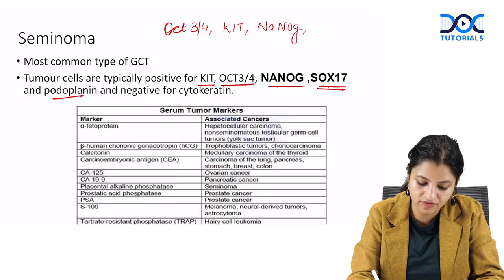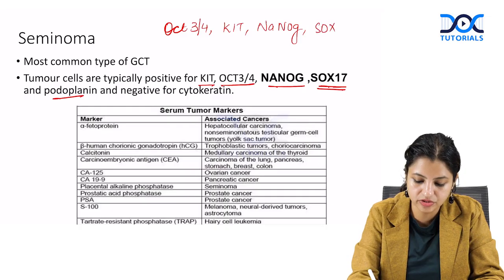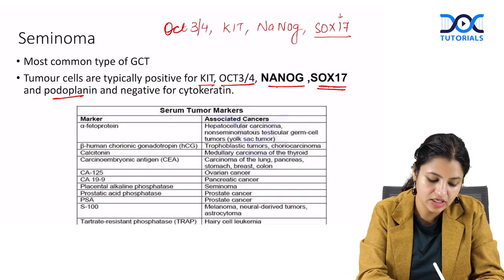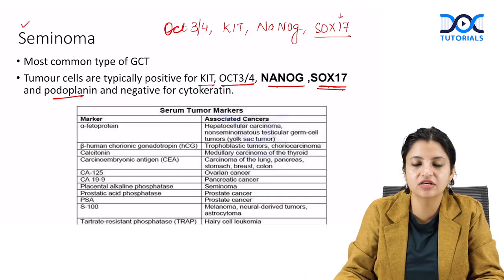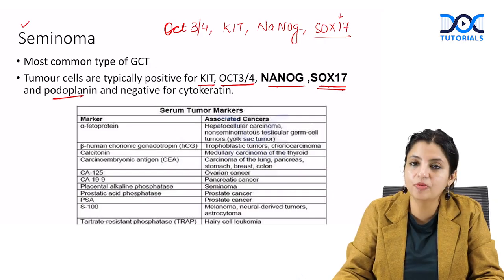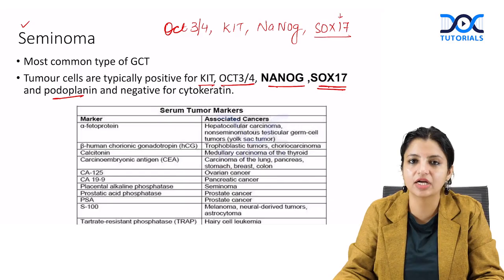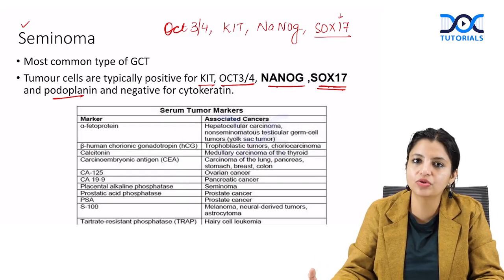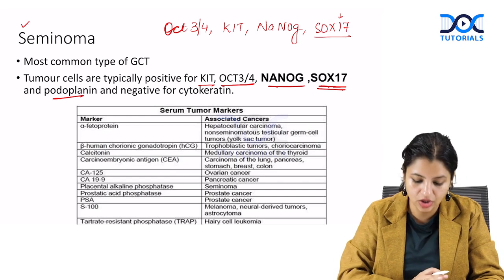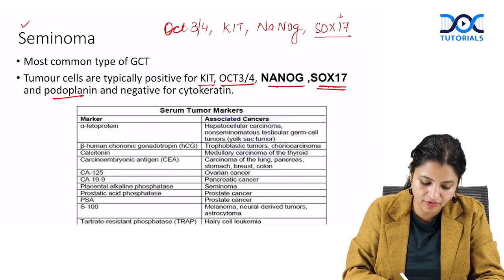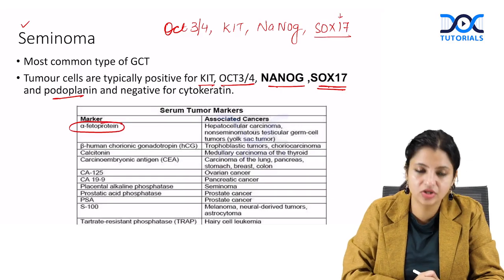Okay, and you have to remember SOX also, which one? 17. Okay, SOX17 is for seminoma. So these are common markers which are used for seminoma, which you have to remember, and it is negative for cytokeratin. So there are some markers which you should always know in some tumors, especially in the ovarian and testicular tumors. You have to remember some tumor markers.